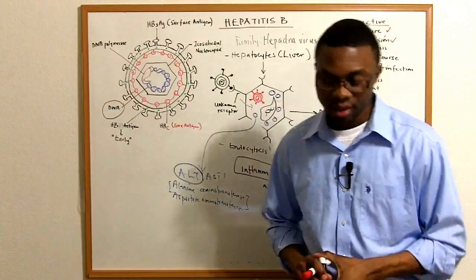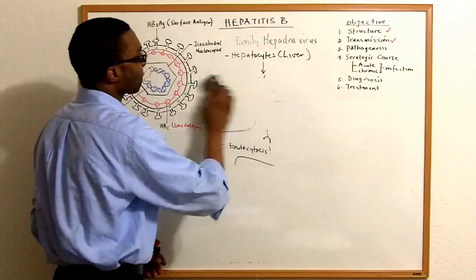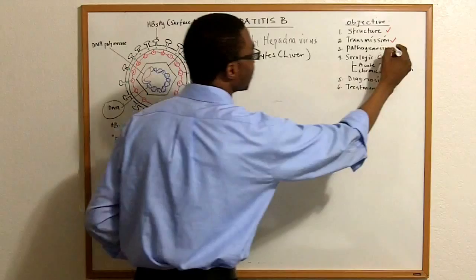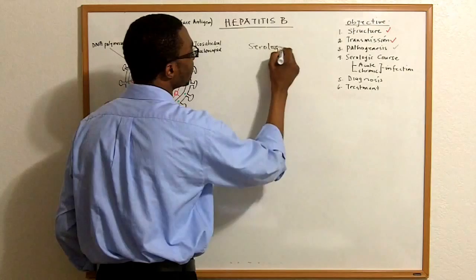Now let's talk about how the course of the infection of hepatitis B actually works now that we know the pathogenesis of the disease. So, when somebody gets infected with hepatitis B, do they know? Actually, 70%, let's talk about the serologic course. 70% of people that get infected with this virus have no idea they have the virus. Let's talk about serology. That's the course of the infection.